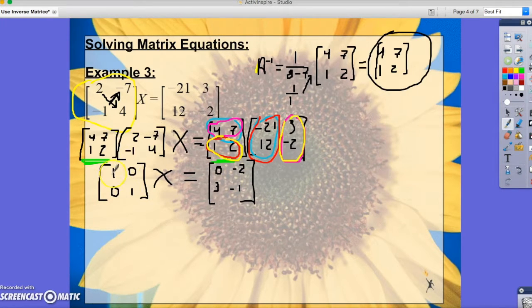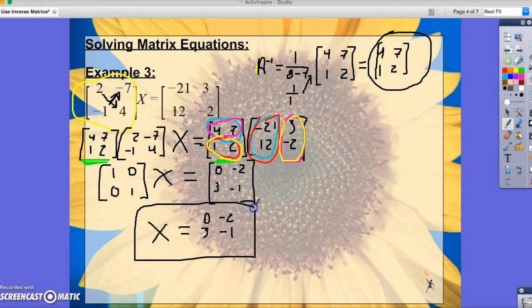This left-hand side is the identity matrix. So sometimes I just rewrite it as x. So like 1x is x. You're allowed to do that. So here's my answer. My 2 by 2 is 0, negative 2, 3, negative 1.